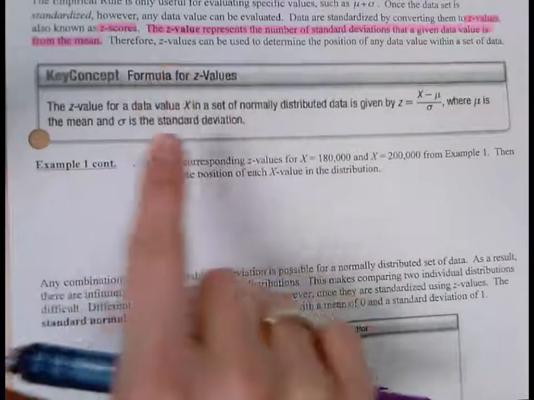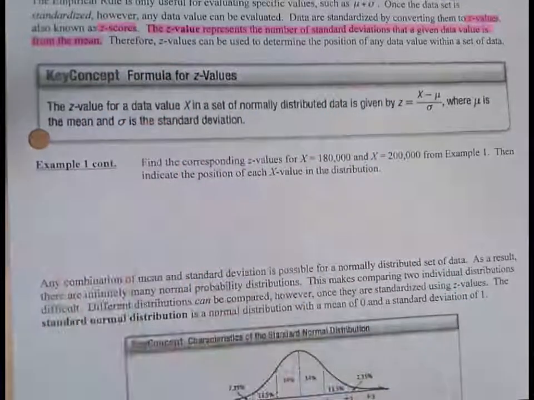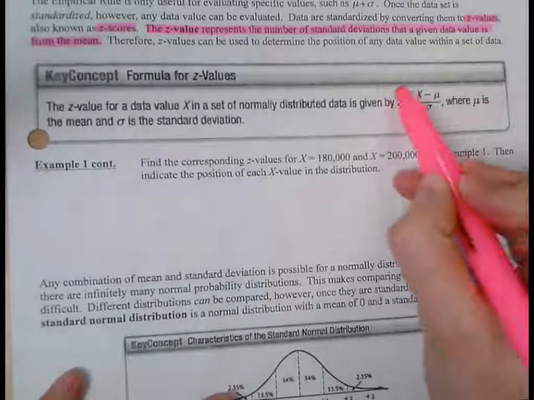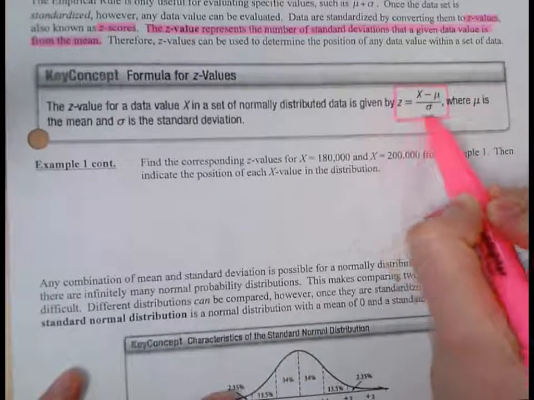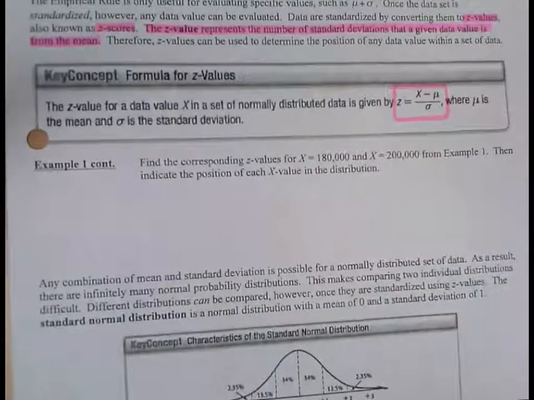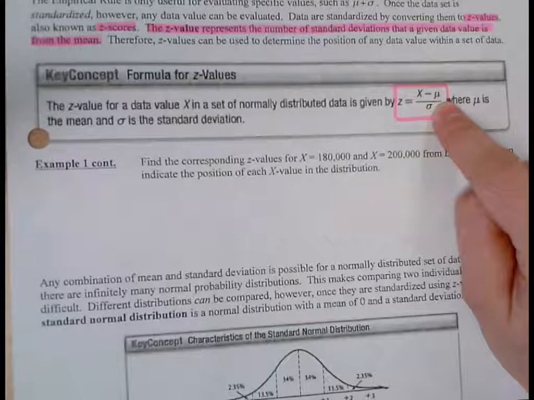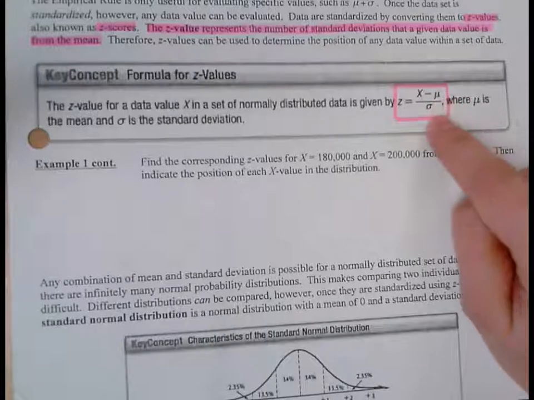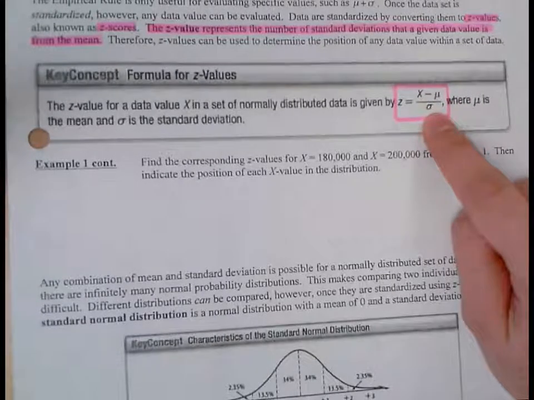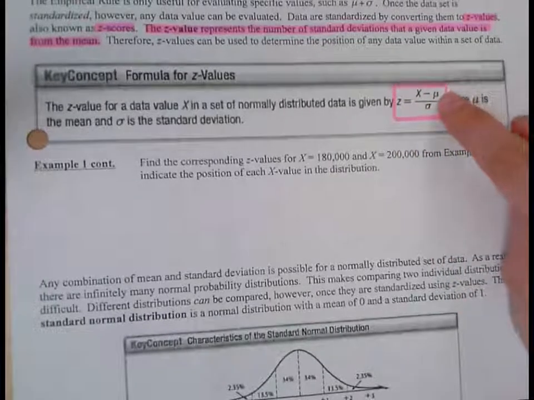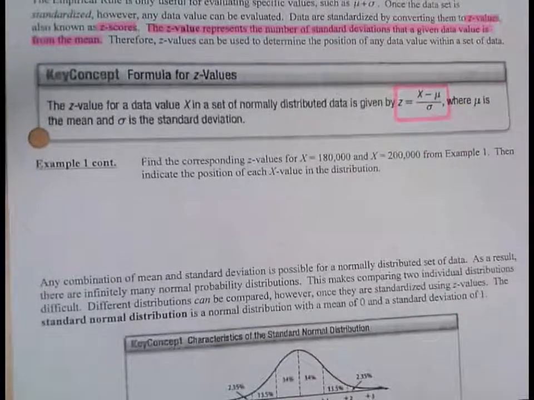So this is how you calculate a z-value. The z-value for a data value x in a set of normally distributed data is given by this formula. The z-value is equal to the x value minus mu, which is the mean, all divided by sigma, which again is your standard deviation. Maybe in your notes, label what the mu and the sigma represent if you think you're going to forget, but it's the x value minus the mean, all divided by the standard deviation.